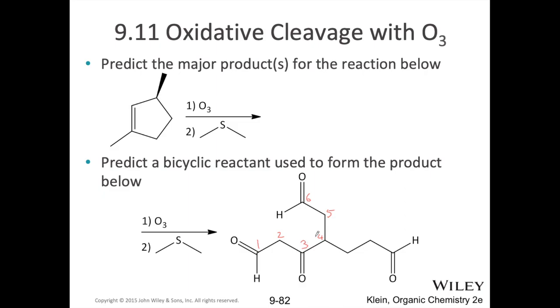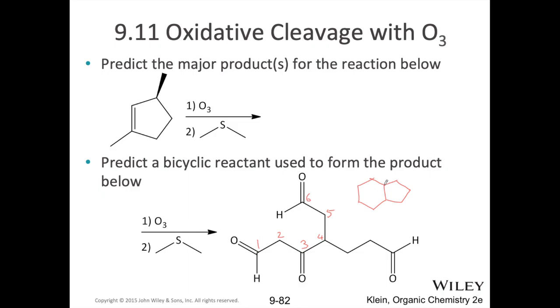Okay, so let's first try drawing that 6-membered ring. 1, 2, 3, 4, 5, 6. Okay, so let's have carbons 3 and 4 over here be these two carbons over here. Okay, so we want a 5-membered ring there. 1, 2, 3, 4, 5. 1, 2, 3, 4, 5. All right, there we go. So there's our 6-membered and 5-membered rings.